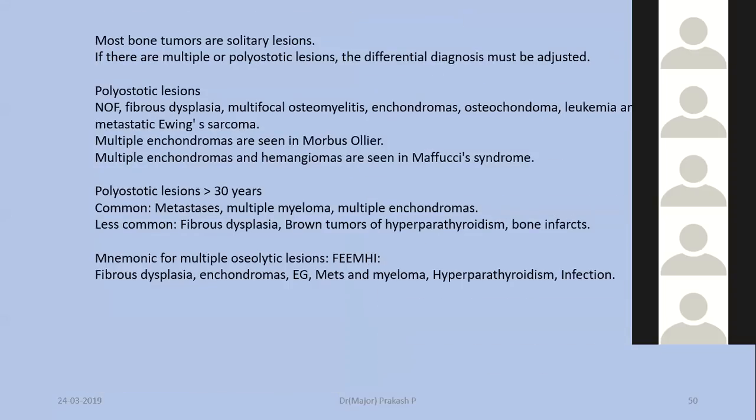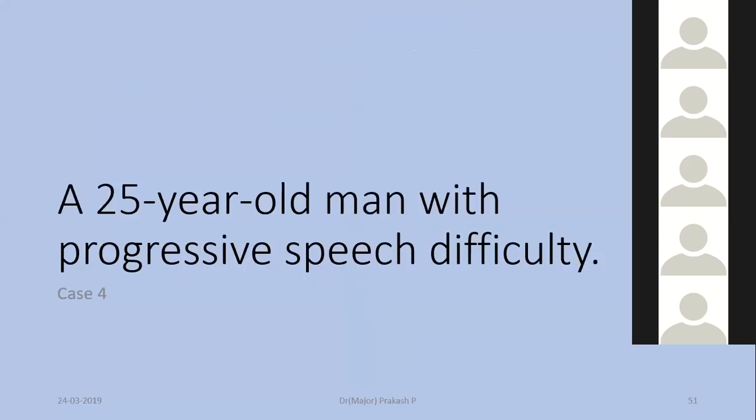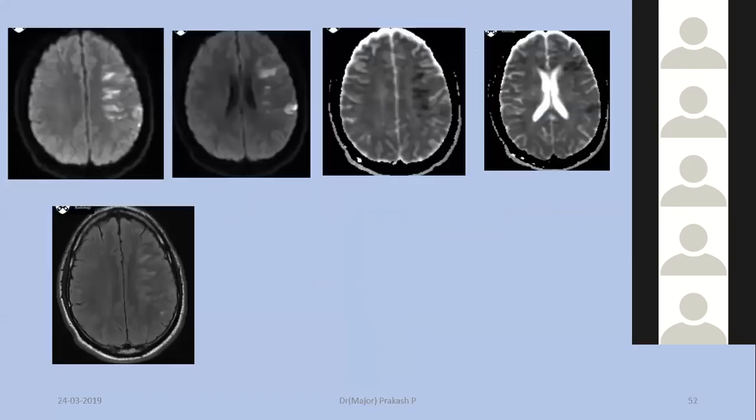The same way with monostotic lesions or polyostotic lesions. So these things will vary accordingly. Okay. Now we'll come to the next case. A 25-year-old man with progressive speech difficulty. Identify the sequences and give me the responses.